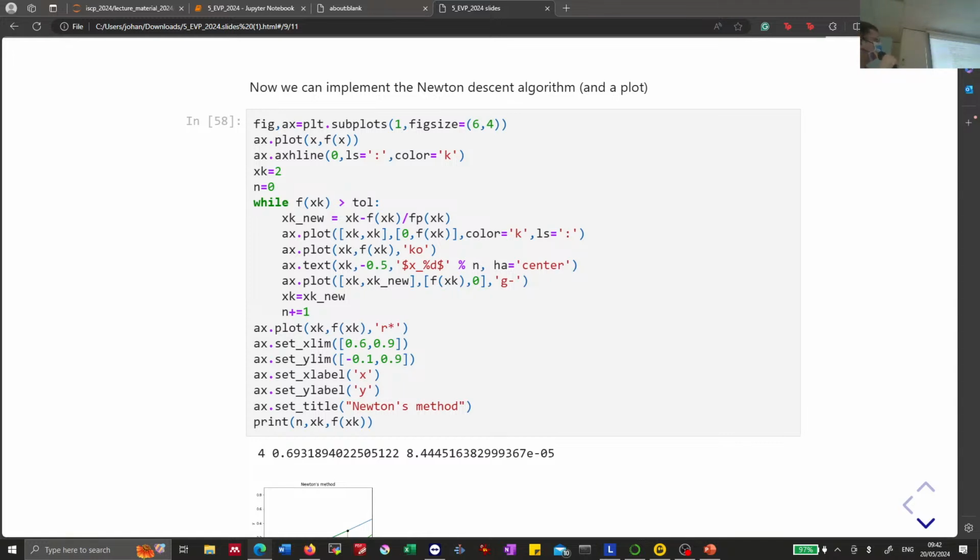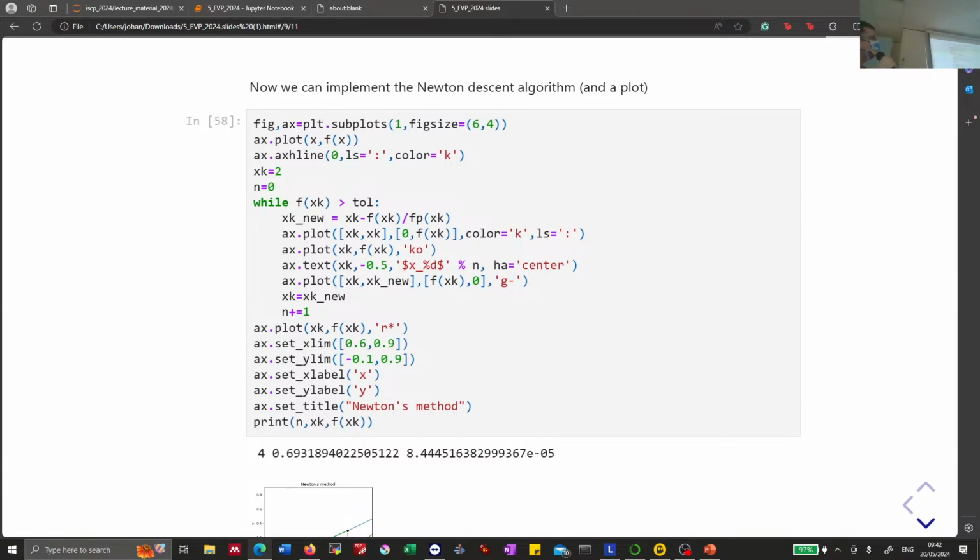Okay, and here's already the algorithm implemented. xk new equals xk minus function value divided by the derivative. Do you see this? Only this line here, right? The first line under the while loop is the quasi-Newton algorithm. It's basically one line. Everything else that follows is just for plotting and visualization.